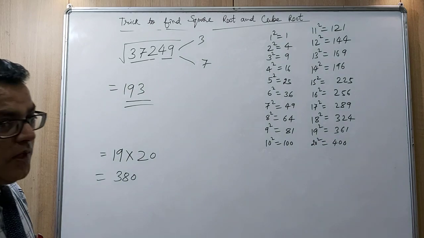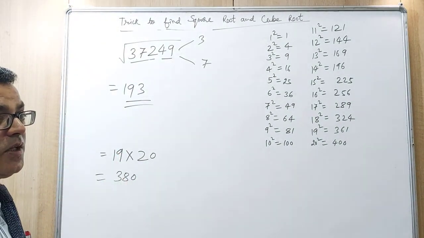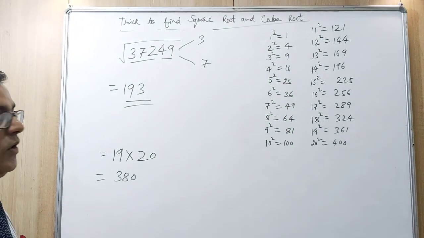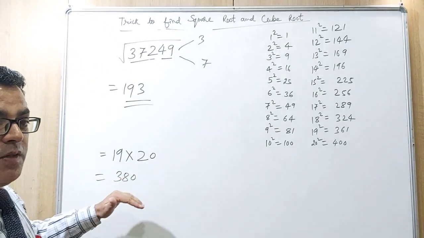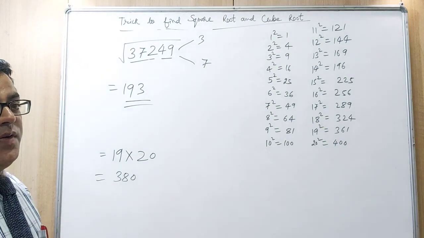So this is a very interesting method, guys. Hope you understand and you enjoyed it also. Now you can try any 5-digit number and find its square root within seconds. No need to use that division method, no need to use that prime factorization method.